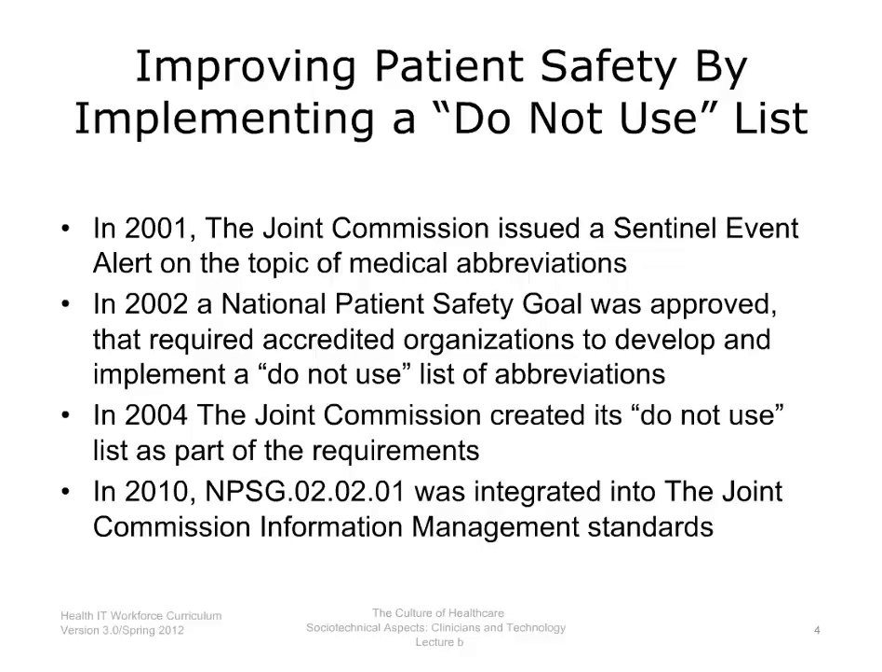In 2004, the Joint Commission created its own Do Not Use list of abbreviations as part of the requirements, and in 2010, the National Patient Safety Goal was integrated into the Joint Commission Information Management Standards. By establishing a set of standards by consensus, the Joint Commission hopes to reduce the incidence of adverse events associated with the improper use of medical abbreviations. This has significant implications in the improvement of overall safety when patients are admitted to a hospital or acute care setting.